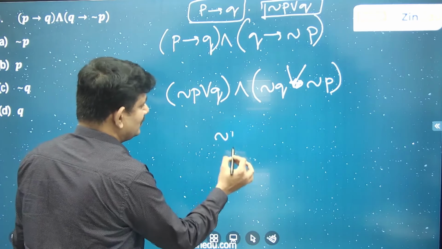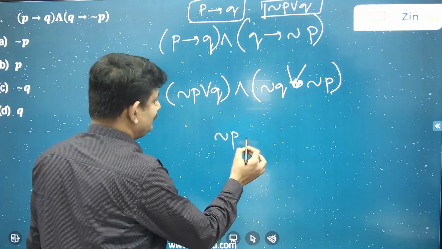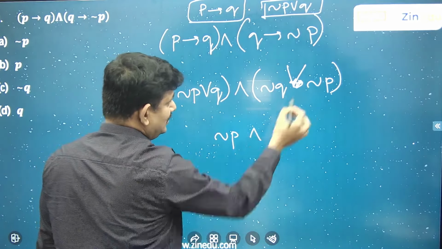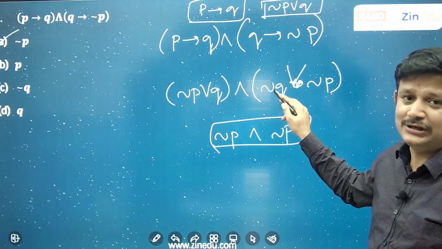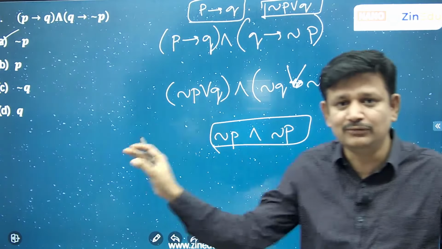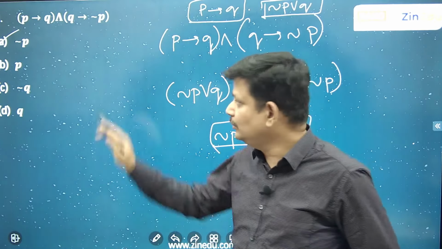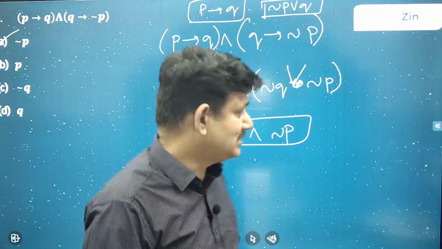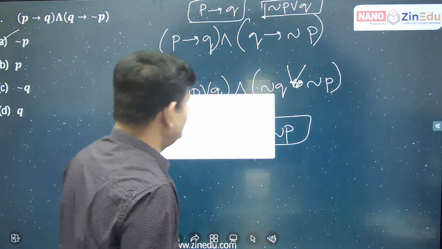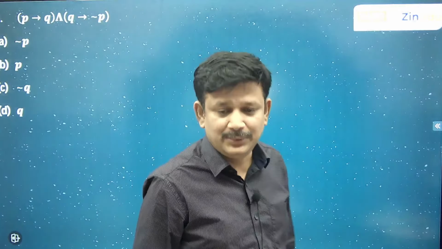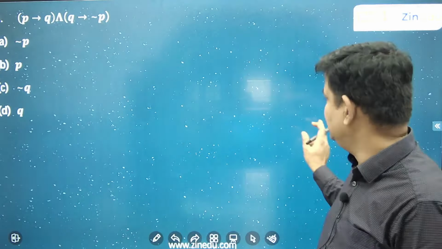So effectively what are you left with? Negation P and here also negation P. Negation P and negation P is nothing but negation P. Option A, one liner. Understand? Q and negation Q will have no contribution, it's a null set. So what matters is only negation P. The statement is exactly equal to negation P. You need not go for a Venn diagram. This will be a simple question, repeatedly asked. So be thorough with such models.